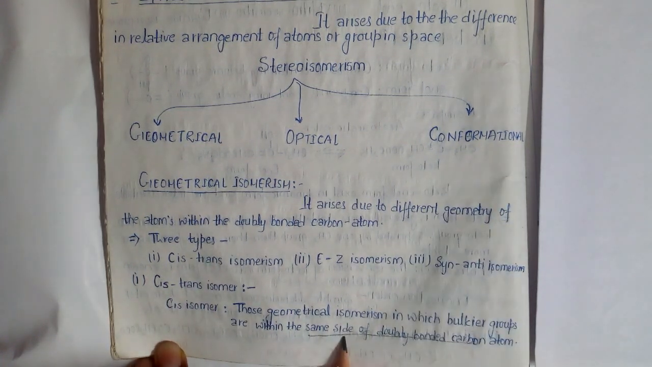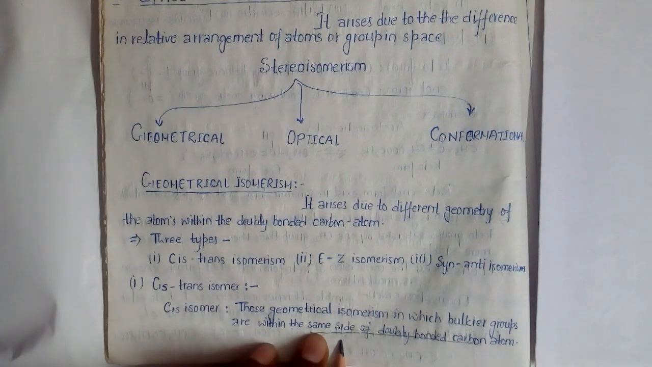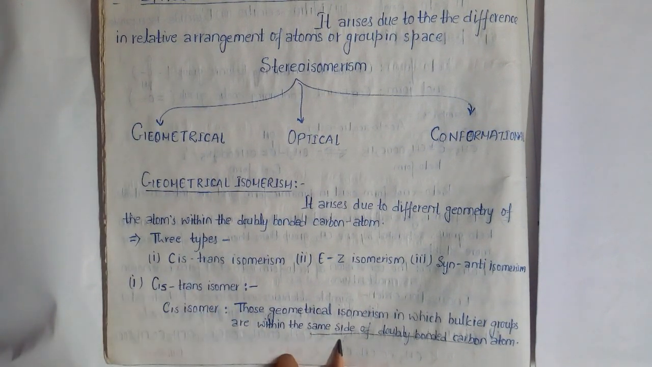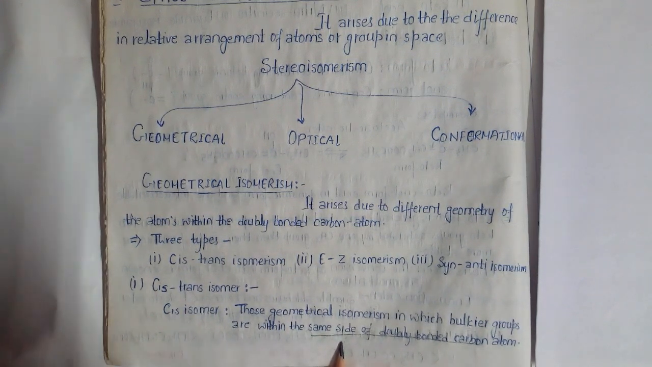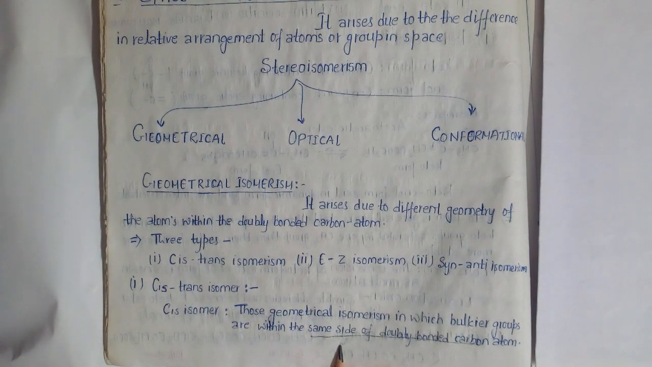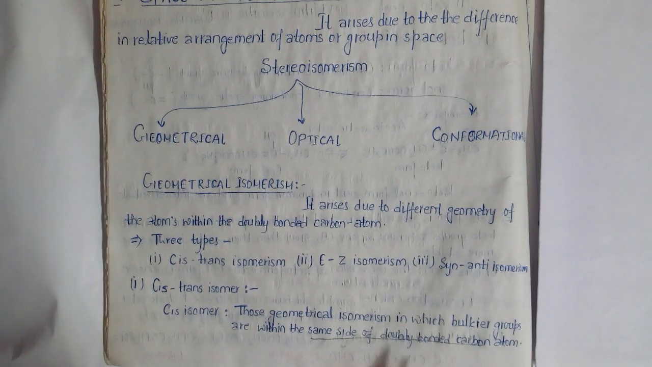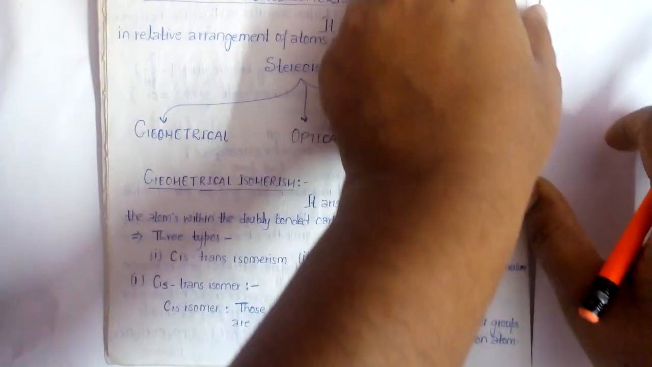What is the meaning of same side? Same side means the doubly bonded carbon atom has a planar structure, and if two like groups lie on the same side of the plane, that is called the same side of doubly bonded carbon atoms. This is called cis isomers. Now come to the trans isomers.